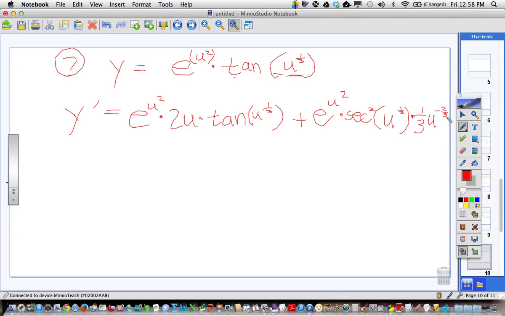Now, is there anything we can do with that? Once again, it looks to me like there's not. I mean, yeah, they both have an e to the u squared. Could I factor that out? Sure, but it doesn't cancel with anything. The product rule, it's not good because there's no bottom, right? And there's nothing really I can put together in this term, and there's nothing really I can put together in this term. So there you go.